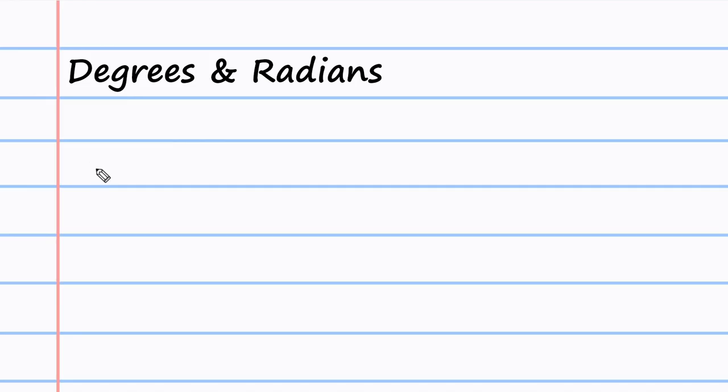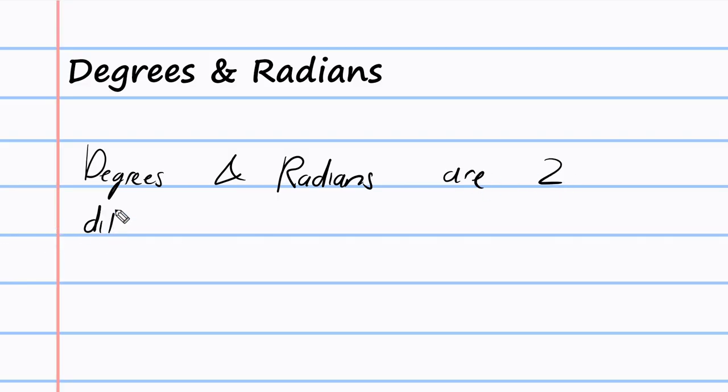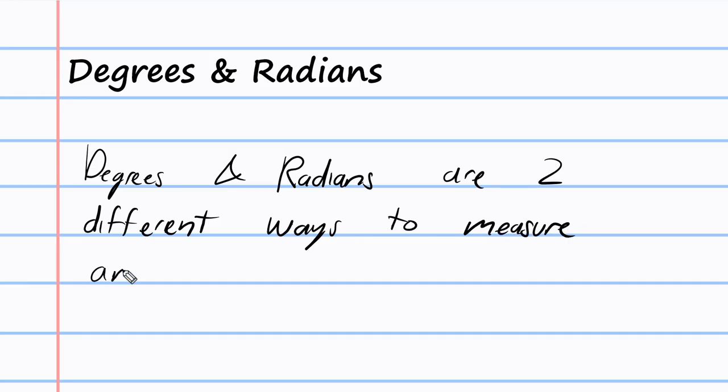Alright, so before we actually start talking about trigonometry, we should cover what degrees and radians are. Degrees and radians are two different ways to measure angles. Alright?